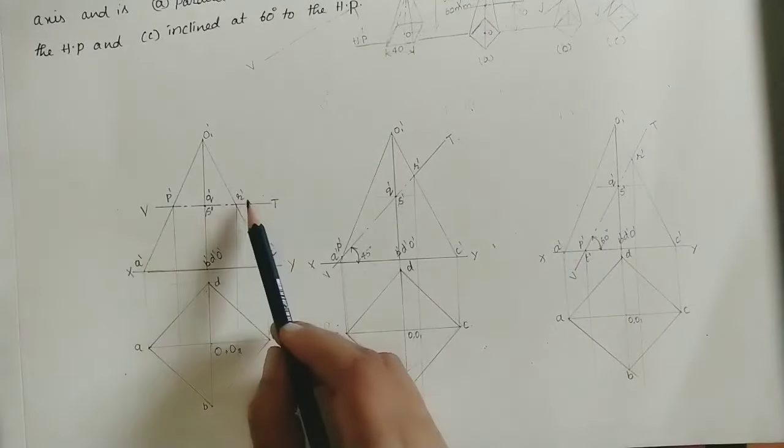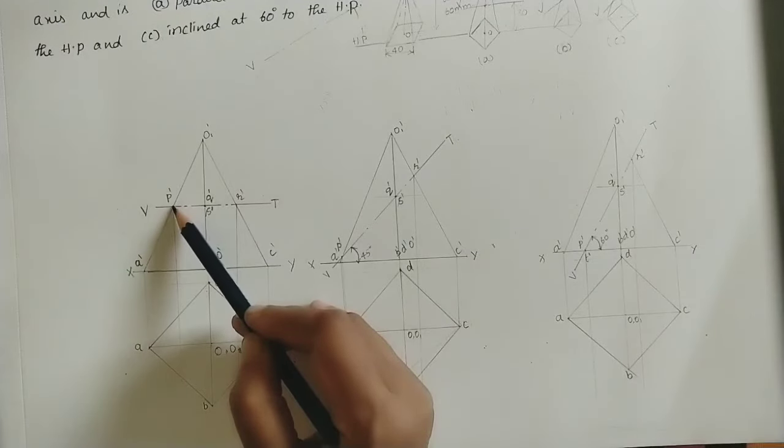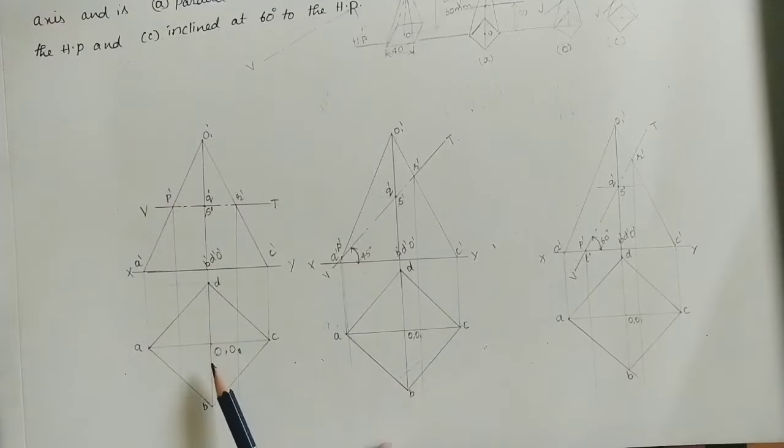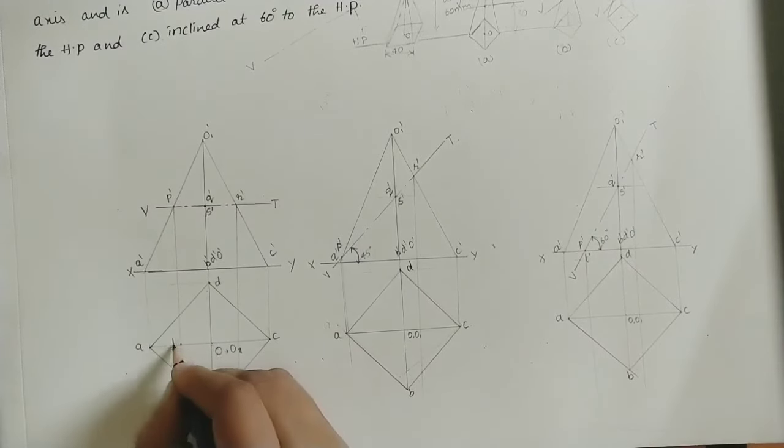Okay, mark these intersection points in the top view. So first, initially take the P point. Where is the P point? On OA. Okay, take the same projector line up to OA. Okay, in the top view mark this P point.